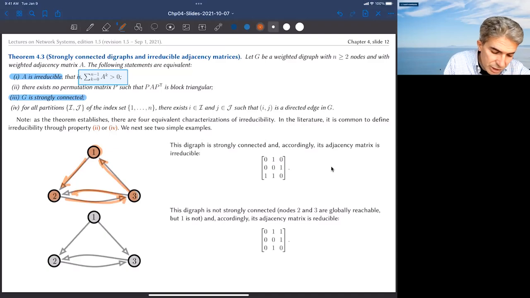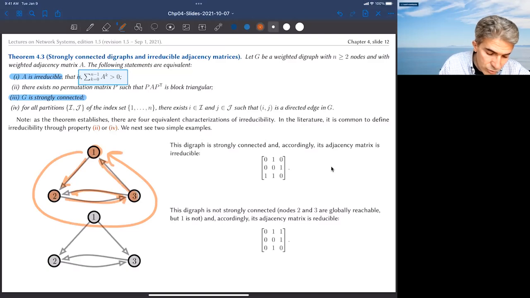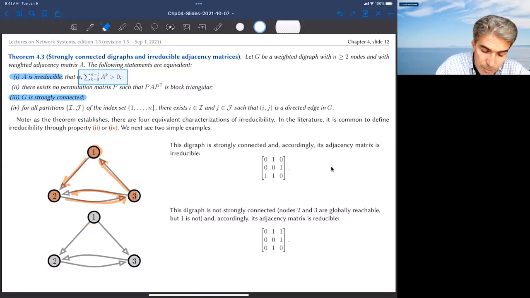But look at this graph. Clearly, I can go on a directed walk from 1 to 2, from 2 to 3, and from 3 to 1. So when you go on a directed walk that touches every node, clearly you can go from every node to every other node. So by inspection, this particular example is strongly connected.